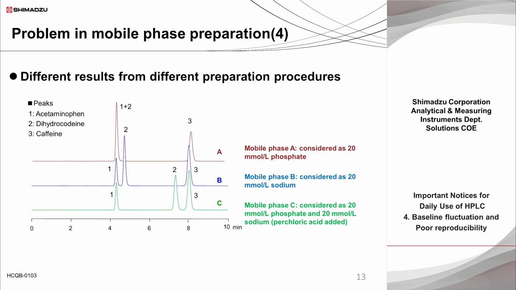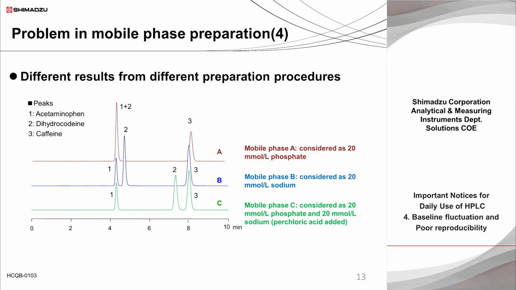This slide shows the actual analyses using the 3 different mobile phases considered 20 millimoles per liter sodium phosphate buffer, pH 2.5, prepared by the 3 different preparation methods introduced in the previous slide. The analytes of interest were acetaminophen, dihydrocodeine, and caffeine, which are compounds commonly found in cold medicines. Of these, acetaminophen and caffeine are neutral compounds, while dihydrocodeine is a basic compound and positively charged in aqueous solution.